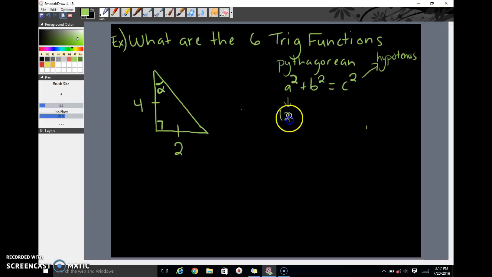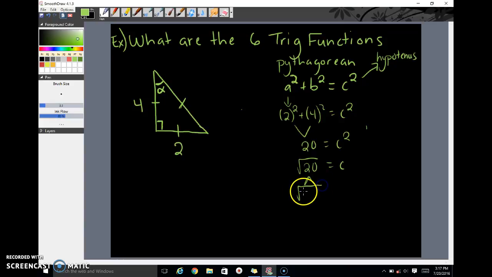So I do 2 squared plus 4 squared equals c squared. 2 squared plus 4 squared gives me 20, so c is going to equal the square root of 20. So my missing side is the square root of 20, but I need to make sure that I reduce that. Square root of 20 can be broken down to the square root of 4 times 5, where 4 is a perfect square. So that is going to be 2 times the square root of 5. So my c is equal to 2 square root of 5.